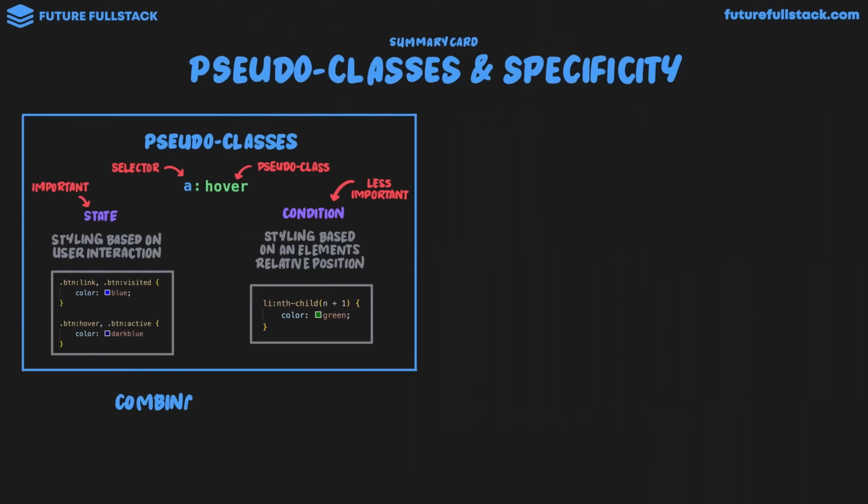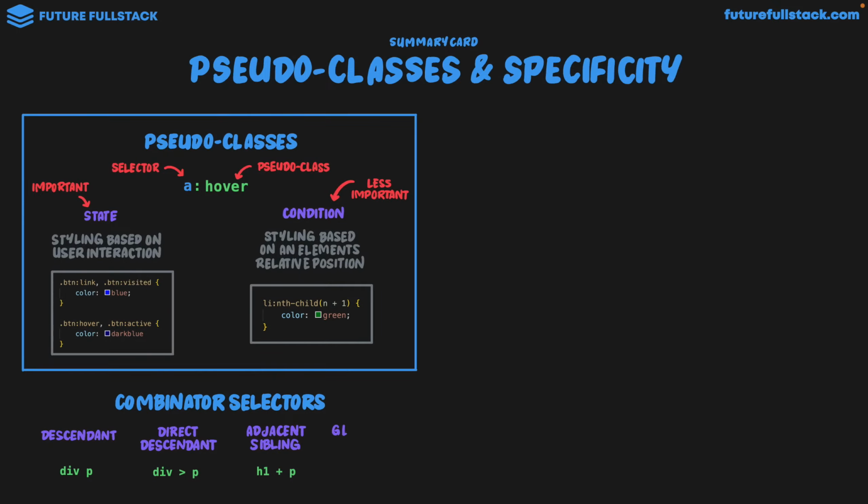We looked at combinator selectors. We saw there were 4 different kinds of combinator selectors. We had the descendant selector, where we used 2 selectors separated by a space. We had the direct descendant selector, where we have 2 selectors separated by a right angle bracket. We have the adjacent sibling selector, where we have 2 selectors separated by a plus symbol. And we had the general sibling selector, where we have 2 selectors separated by a tilde symbol.